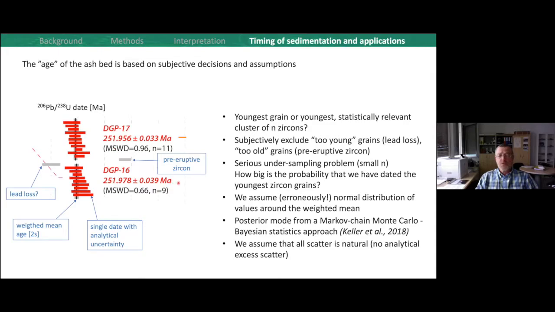So we can improve this by doing some very complex Markov chain Monte Carlo bootstrapping Bayesian statistic approach. It doesn't really change too much when the data are as good as they are here. And importantly, we have to assume that we have propagated all our analytical uncertainty correctly, so all the rest is natural. There is no analytical excess scatter. This may also be an assumption which is not always true.